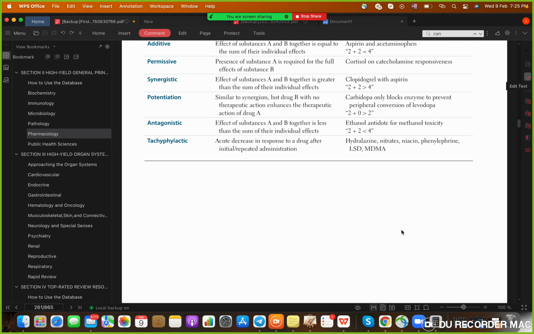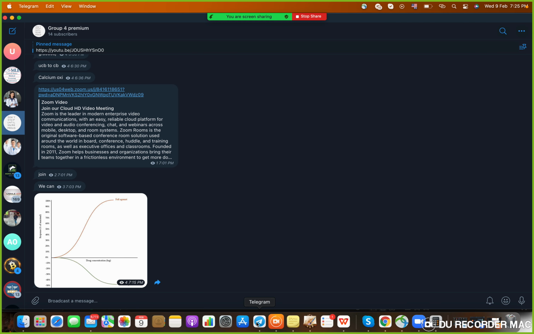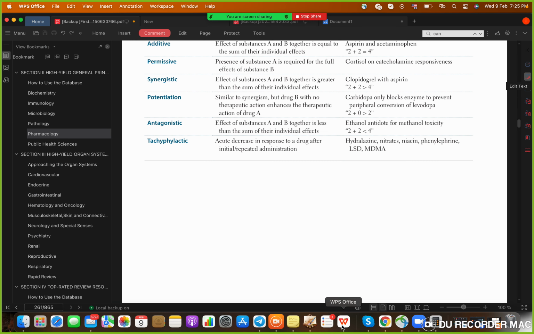The last one is tachyphylaxis, which is a decrease in the responsiveness to a drug after repeated administration. I just imagine it as tolerance. For example, this nose decongestant. If you use it once, oh, amazing, I don't have rhinorrhea anymore. Use it again, I don't have rhinorrhea anymore. Keep using it, after 3 days of using it, it will lose its efficacy. So that's tachyphylaxis. After repeated usage of a drug, it loses its efficacy.